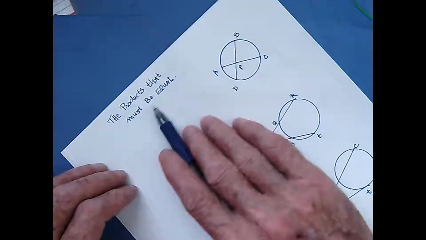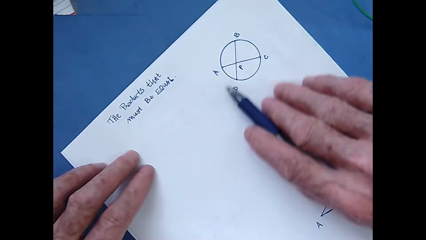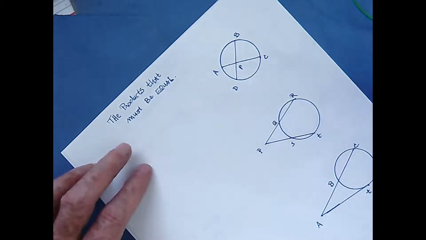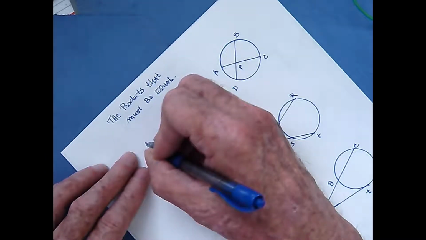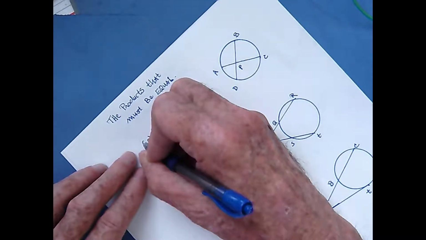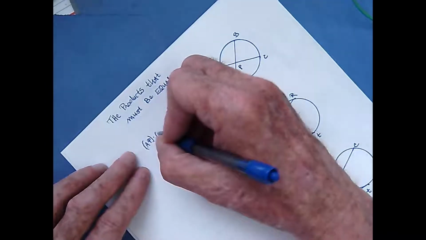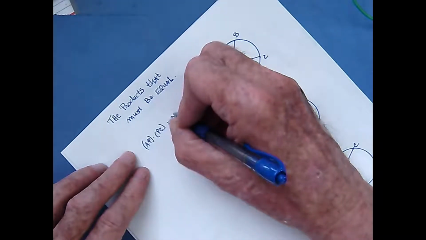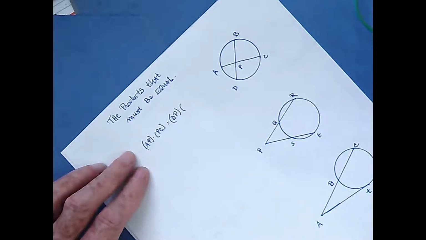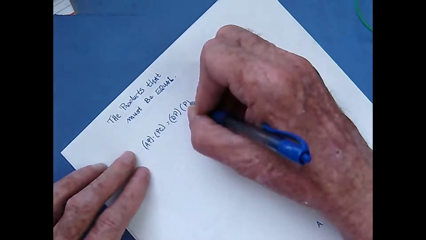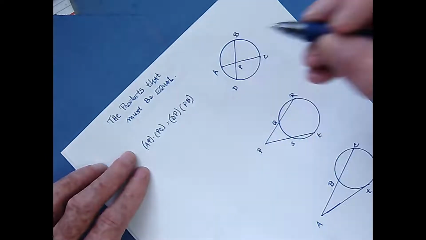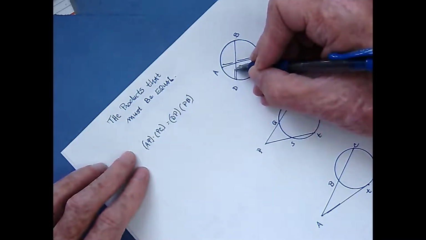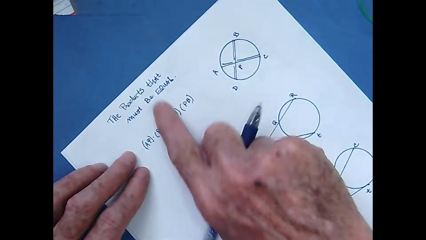I just want to remind you of products that must be equal. When you got a couple of chords intersecting at a circle, say this chord AC and DB intersecting at P, what lengths must be equal? AP times PC, in this case, would be equal to DP times PB. We can talk a lot about the similar triangles that makes that happen, but what you got to remember is part times part will equal part times part. Those are the products that would be equal in that figure.